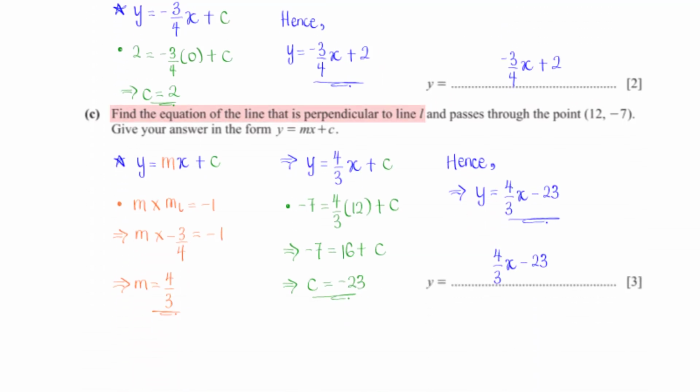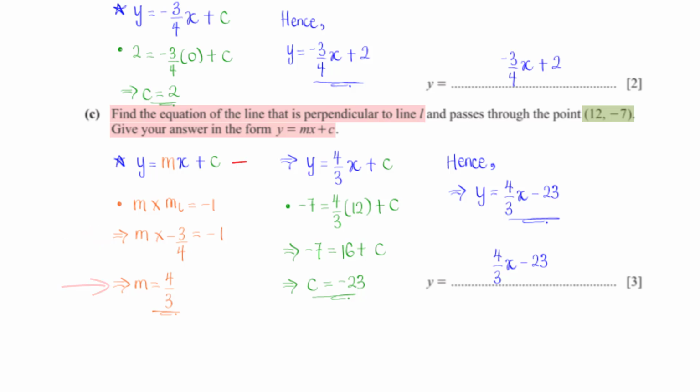Find the equation of the line that is perpendicular to line L and passes through the point (12, -7). Give your answer in the form y equals mx plus c. So we know that the product of the slopes of two perpendicular lines equals negative 1. And we already know the slope of one of the lines, and so we can put that into the equation, and we can get the slope of the perpendicular line as 4 over 3.